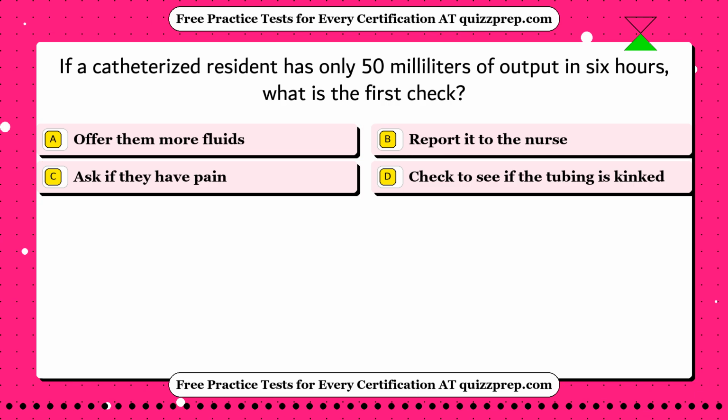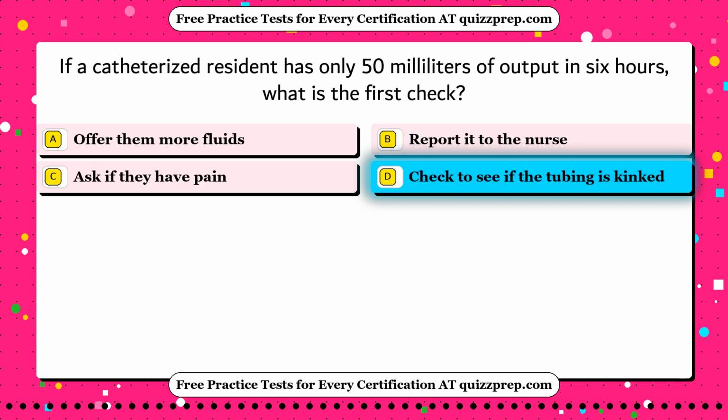Question 161. If a catheterized resident has only 50 milliliters of output in 6 hours, what is the first check? Option A, offer them more fluids. Option B, report it to the nurse. Option C, ask if they have pain. Option D, check to see if the tubing is kinked.